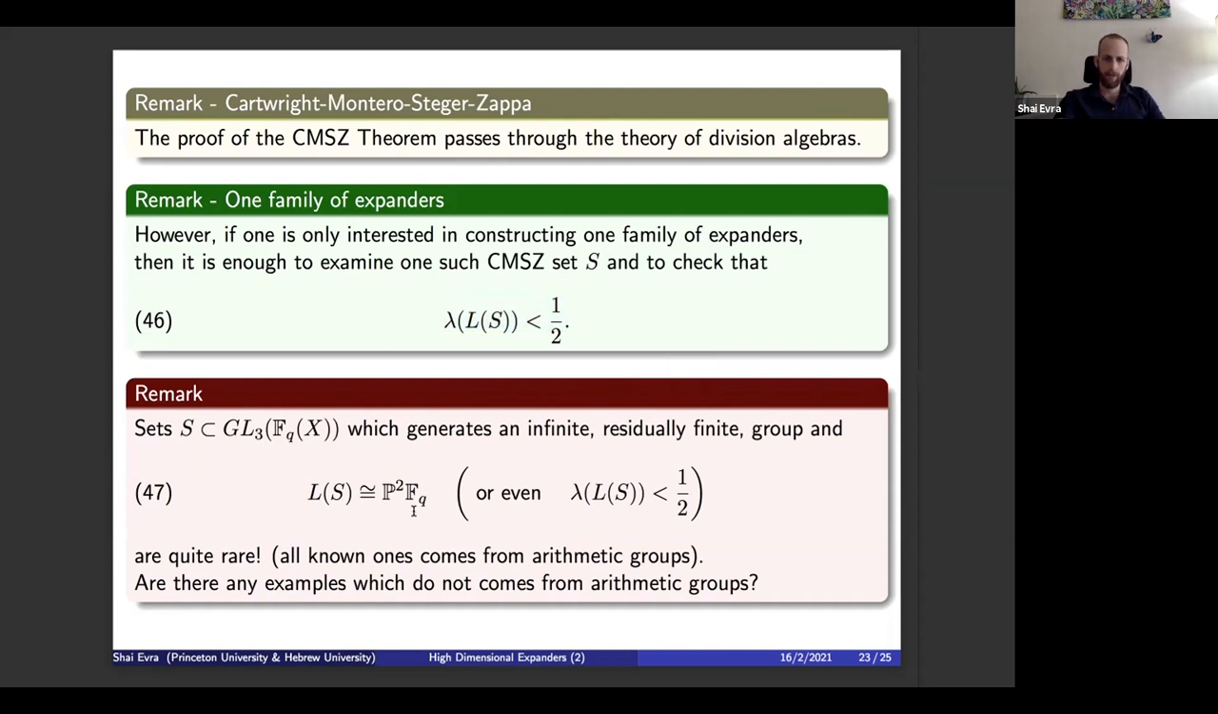And again, let me reiterate, I don't know how to construct such generating sets generally without using arithmetic groups. I'll be very happy to know if anybody has any idea how to construct a generating set not coming from arithmetic groups. You don't need to satisfy the fact that the link graph is the graph of points versus lines. You just need to satisfy this property. And I don't know how to do it without appealing to the theory of arithmetic groups.